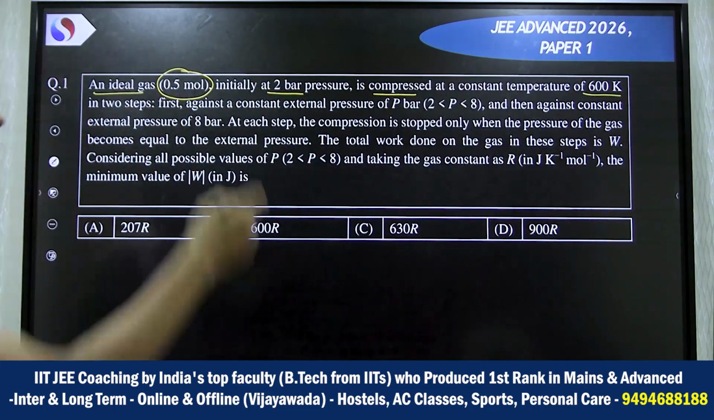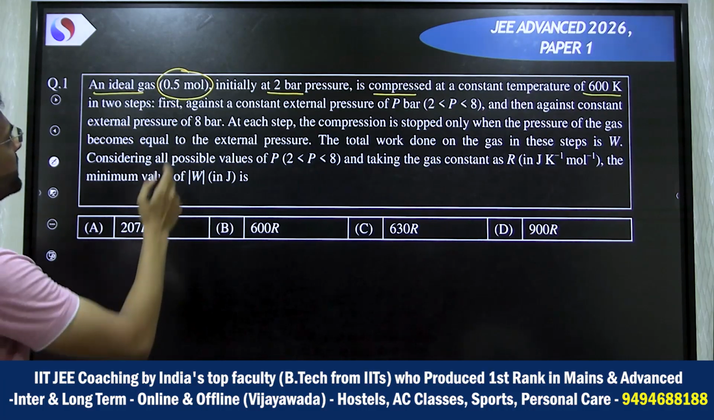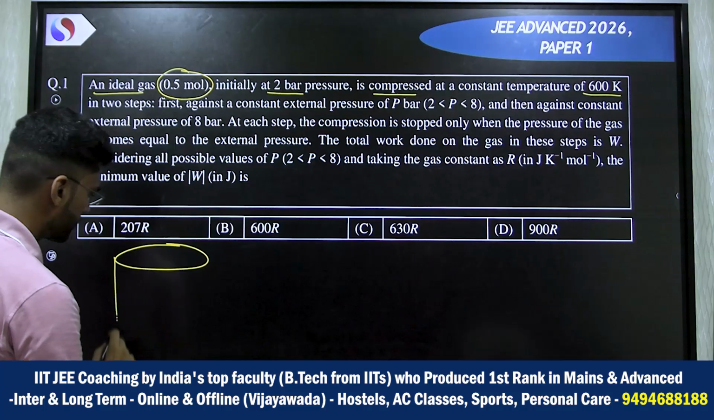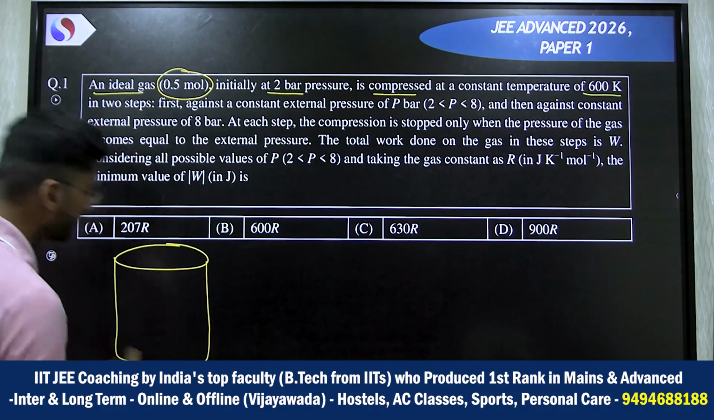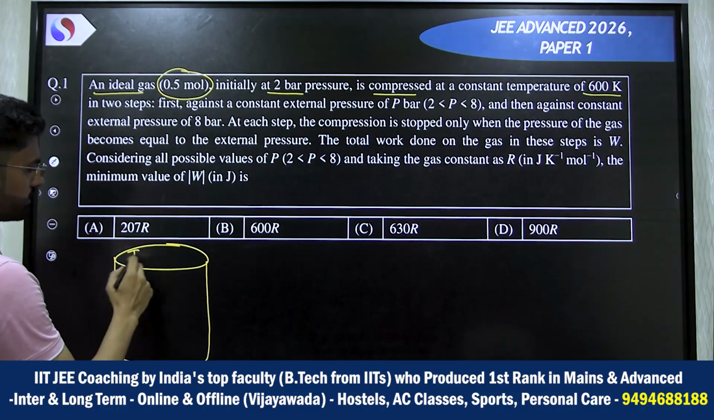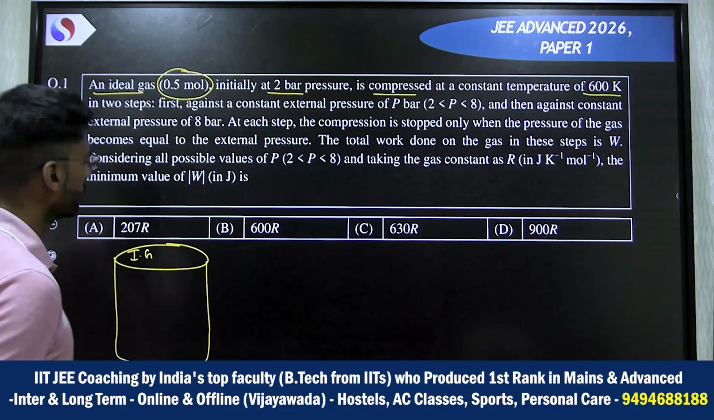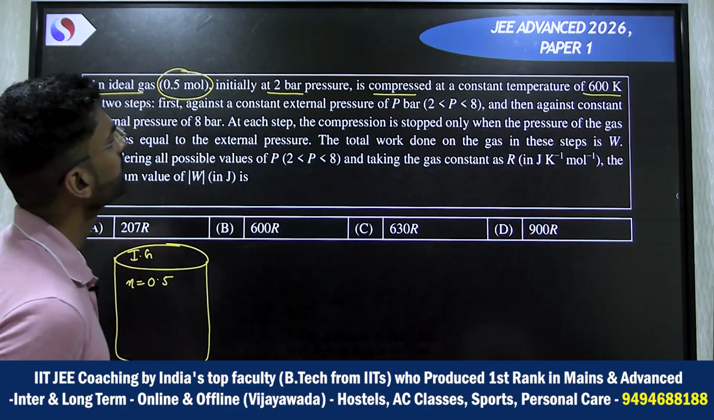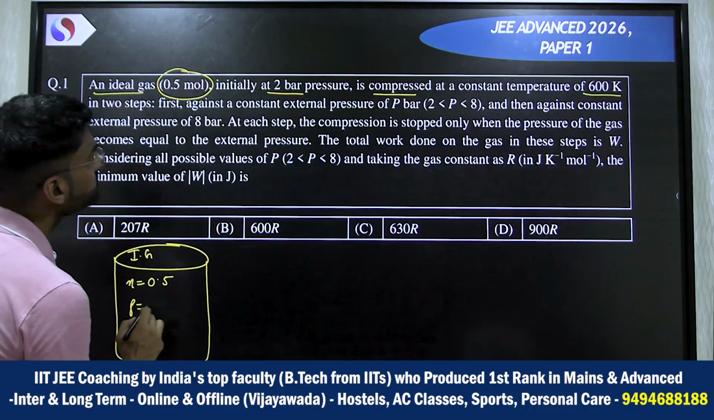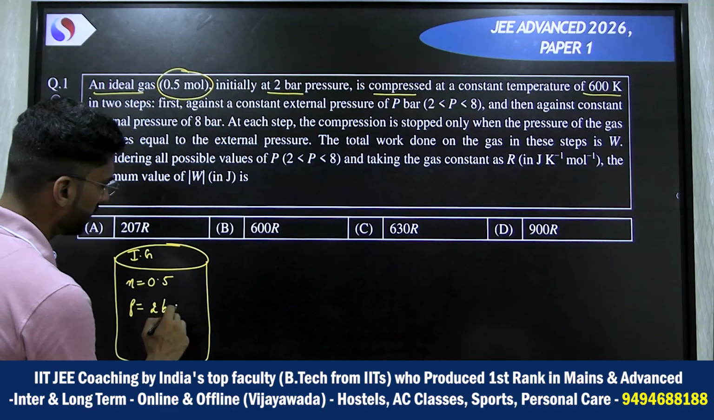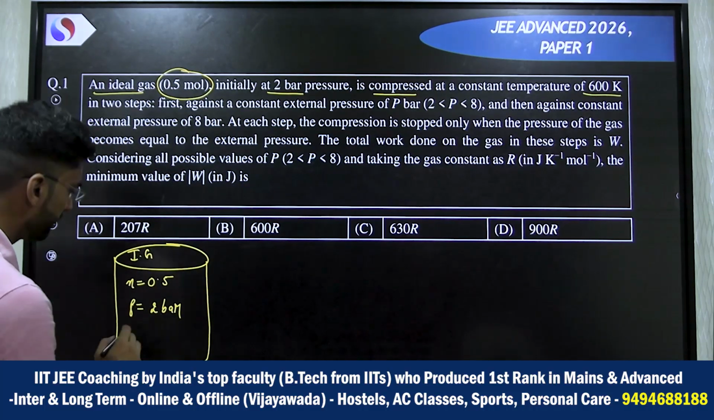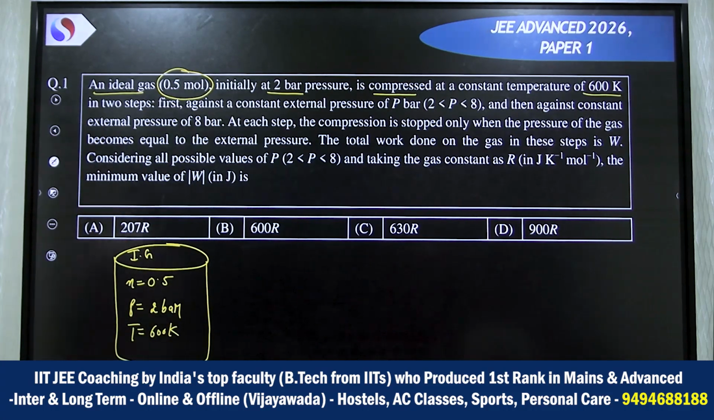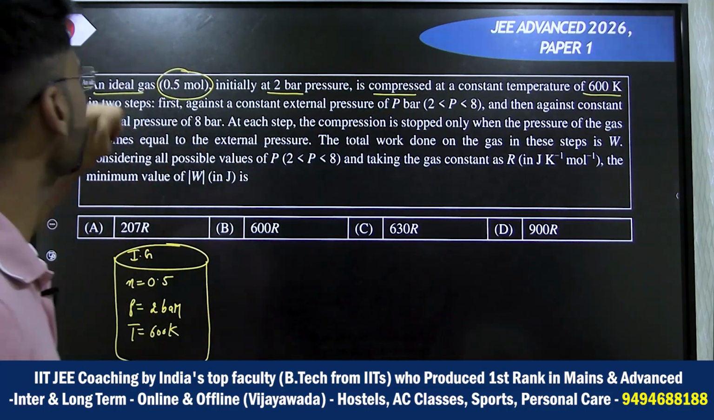So let me write down whatever they have given. There is an ideal gas whose number of moles is 0.5. Pressure is given as 2 bar. Temperature is 600 Kelvin. They compress this gas in 2 steps.